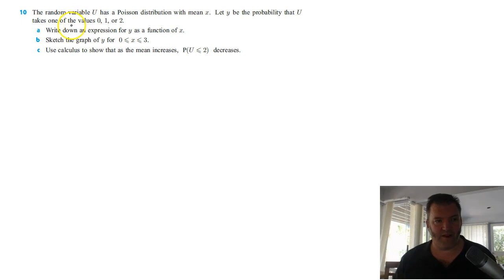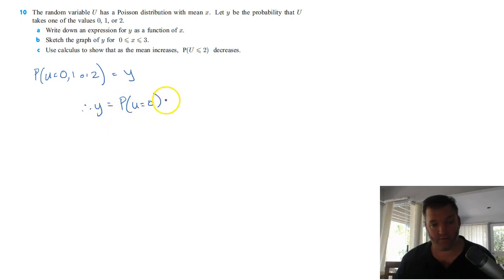So, first one, we've got a random variable u, which has a Poisson distribution with a mean of x. Y is the probability that u takes one of the values 0, 1, or 2. Find an expression for y as a function of x. So what is the probability that u equals 0, 1, or 2? So that's equal to y. So y is equal to the probability that u equals 0 plus the probability that u equals 1 plus the probability that u equals 2, because it could be any of those values to satisfy y.